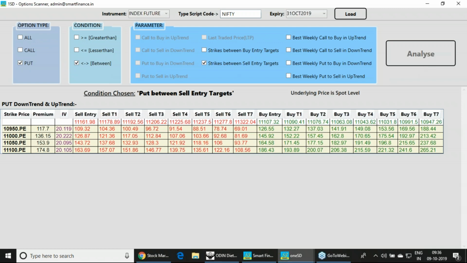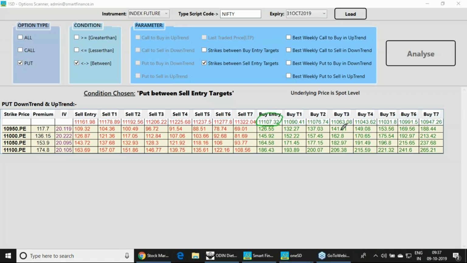Sorry, 4 strikes it is giving me: the 11,100 put, 11,050 put, 11,000 put, and 10,950 put. These are the puts it is advising me to enter. I must enter these puts at the 11,107 level, once the Nifty breaks it. So this level I should enter.